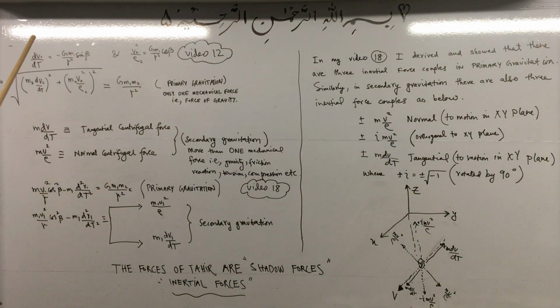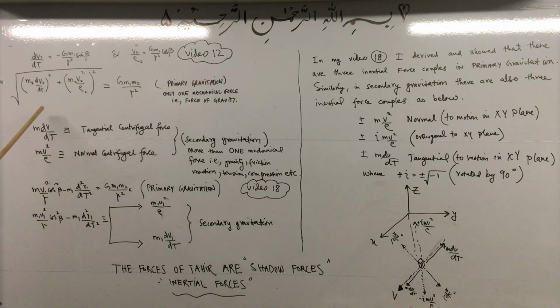I derived this formula: dv2 over dt is equal to minus GM over r square sine beta, where beta is the Tahir angle, and v2 square over rho 2 is equal to GM1 over r square cos beta, where rho is the radius of curvature associated with particle 2 and v2 is the velocity of particle 2. You can watch that video if you want to get the proof for this. Okay, so beta is the Tahir angle, this is cos beta, and this is sine beta.